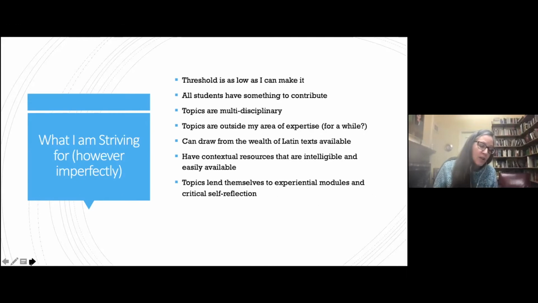These are all topics that I'm interested in, but they're not topics I'm expert in. I cannot be the center of knowledge in these classes because that would just be misrepresenting myself to my students. What I can be is a map maker and an experienced guide to the Latin language, but I'm going to need their knowledge in order to make it a useful class.